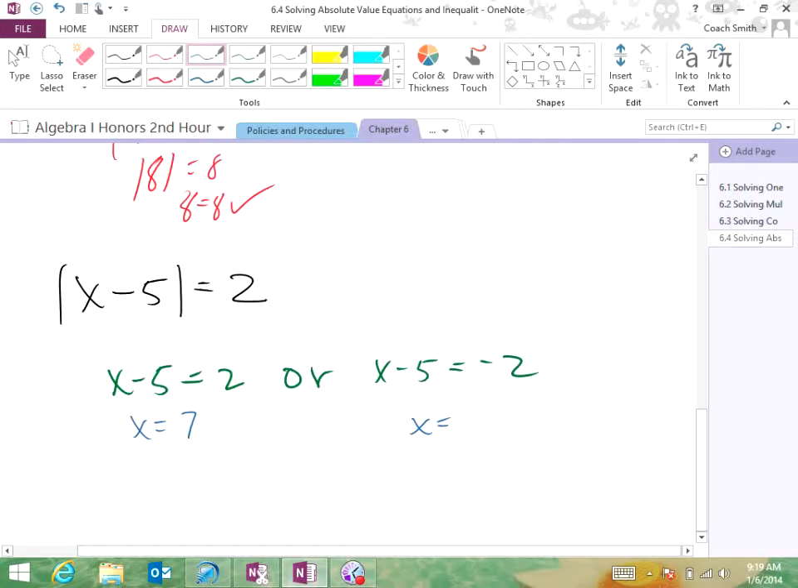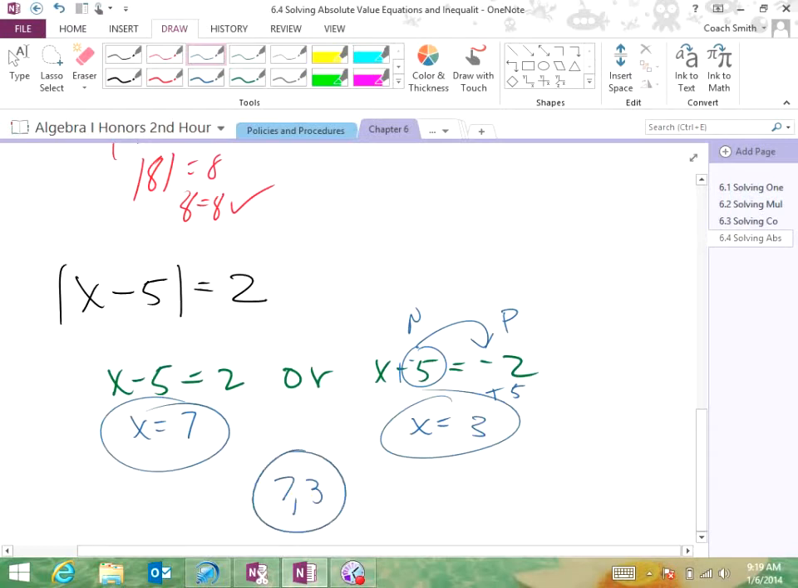What? 3. Negative 3? That's plus a negative. Take it over there, becomes a positive. It's a negative here, positive there. So that's a positive 5, which means 3. So 7 and 3.